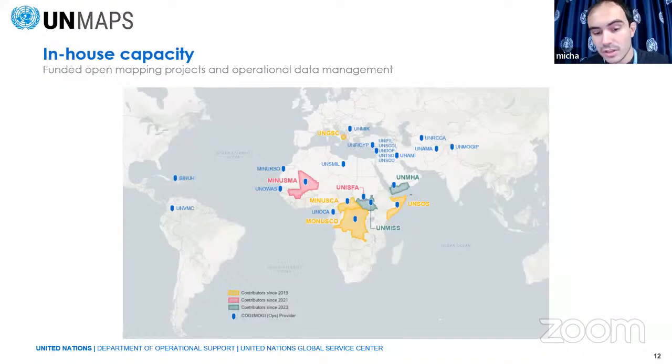And you can see with the blue pinpoint all the operational information that we are taking from other peacekeeping missions. So from Cyprus, from Kosovo, from the Kashmir region in between India and Pakistan, Colombia, and so on.